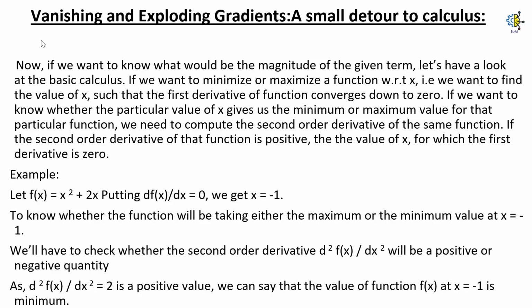Putting df of x by dx to 0, we get x is equal to minus 1. To know whether the function will be taking either the maximum or the minimum value at x is equal to minus 1, we will have to check whether the second order derivative d square f of x by dx square is a positive or negative quantity. As d square f of x by dx square is equal to 2, which is a positive value, we can say that the value of function f of x at x is minus 1 is minimum.